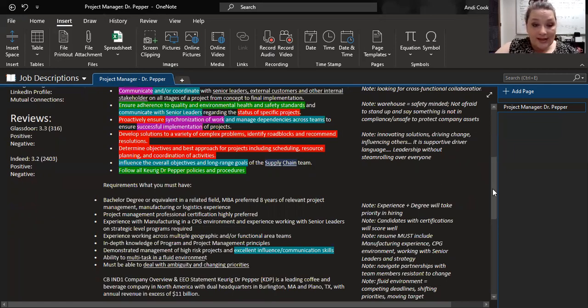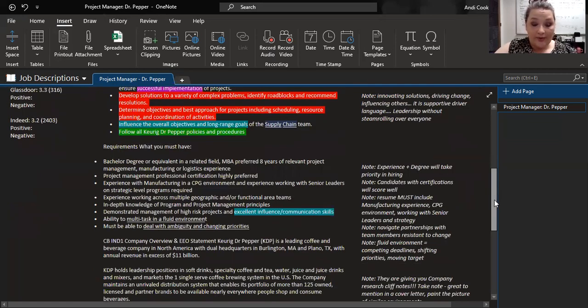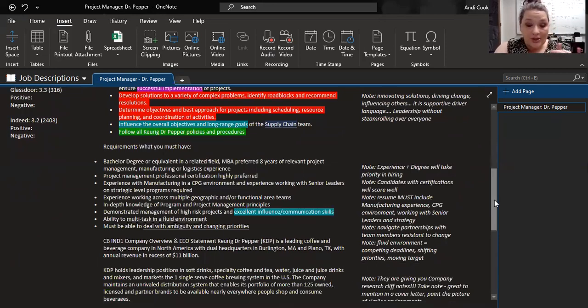When they say things like bachelor degree or equivalent required, if they stop there, I would tell you that a bachelor's degree is optional, but because they threw in that they prefer a master's, it's going to be very, very, very far stretched to get them to take somebody who does not have a degree at all when they prefer a master's. They prefer is a master's with 8 years of experience.